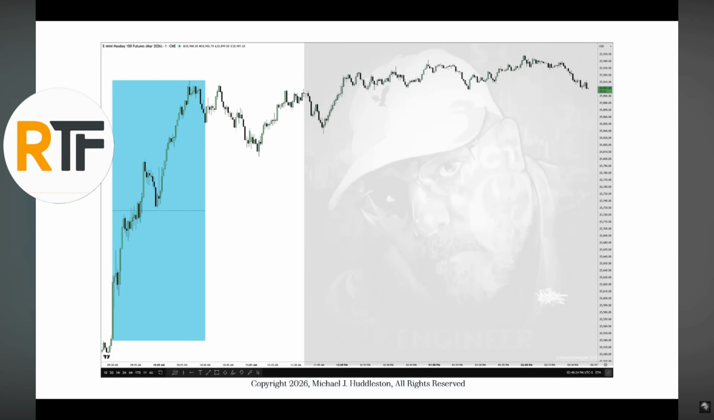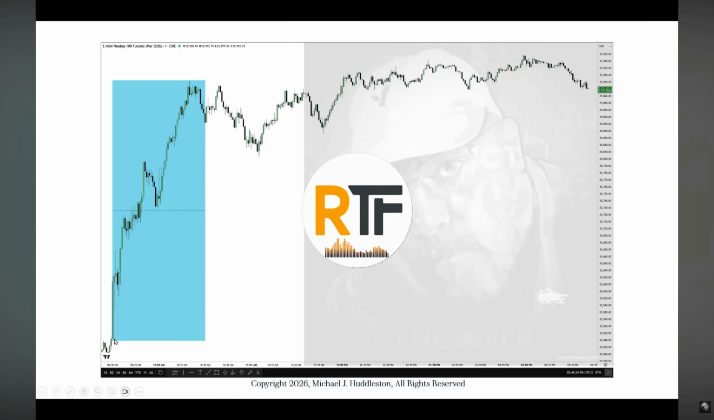Okay, so with that, I highlighted the low and the highest high inside the first hour's trading. So at 10:30, go back to 9:30, mark out the highest high and lowest low. Okay, so we're now going to get into the main lesson of trading without an initial bias.